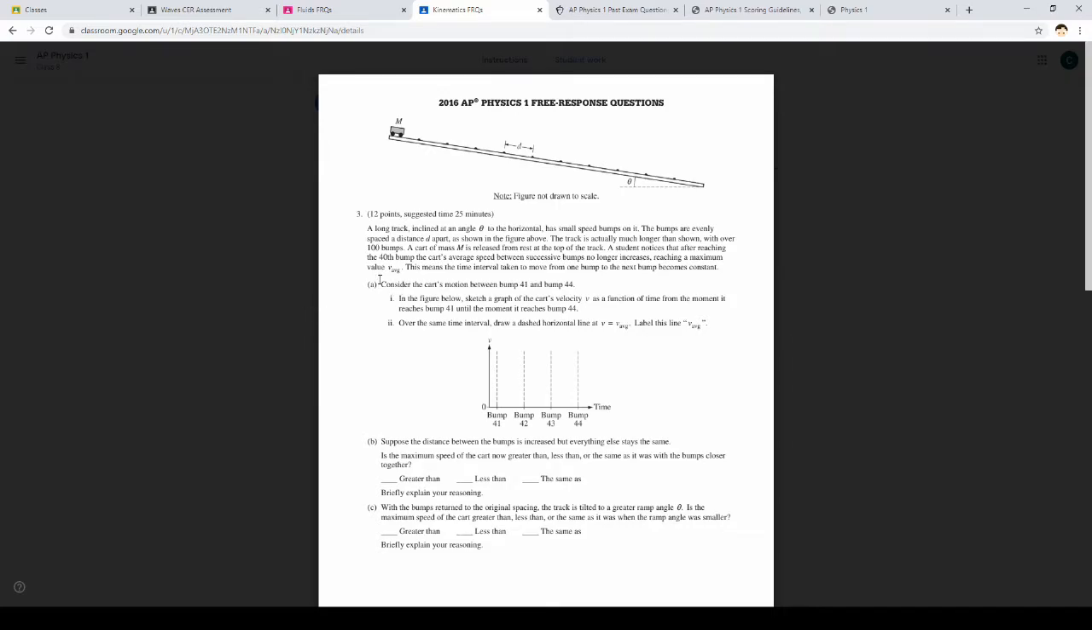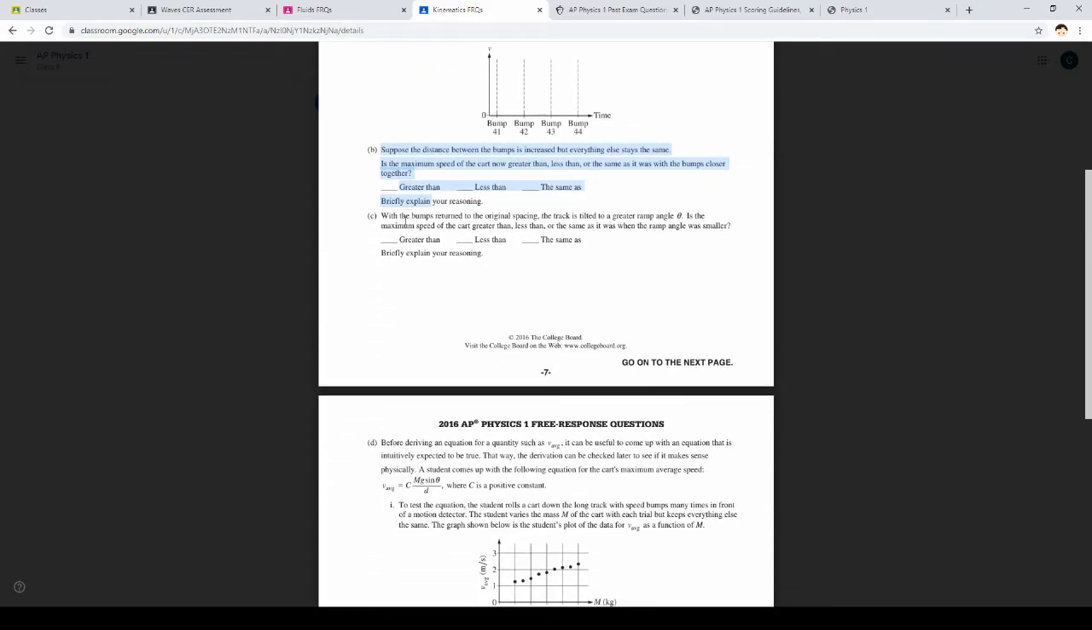Part A, consider the cart's motion between bumps 41 and 44. In the figure below, sketch a graph of the cart's velocity v as a function of time from the moment it reaches bump 41 until the moment it reaches bump 44. Over the same time interval, draw a dashed line at v equals v average. Label this line v average. Part B, suppose the distance between the bumps is increased, but everything else stays the same. Is the maximum speed of the cart now greater than, less than, or the same as it was when the bumps were closer together? Briefly explain your reasoning.